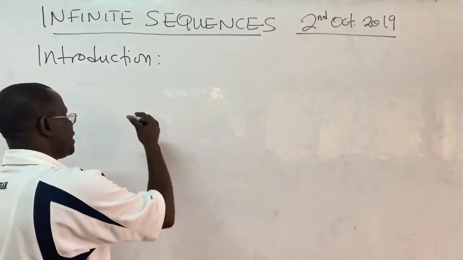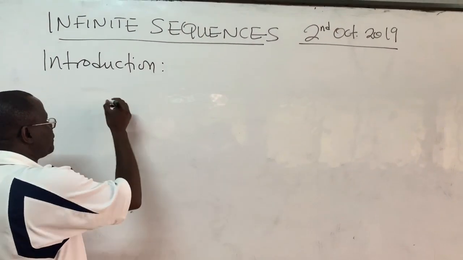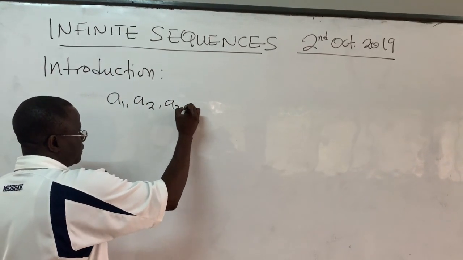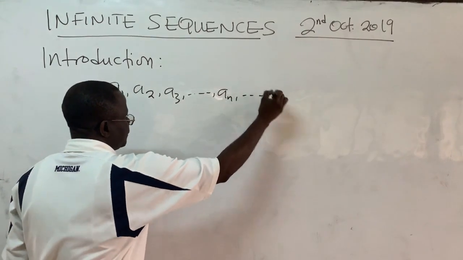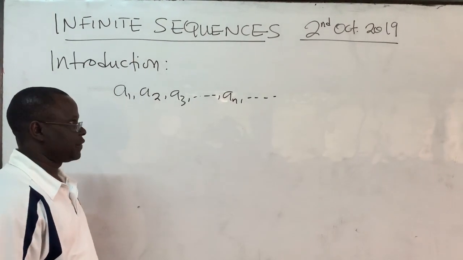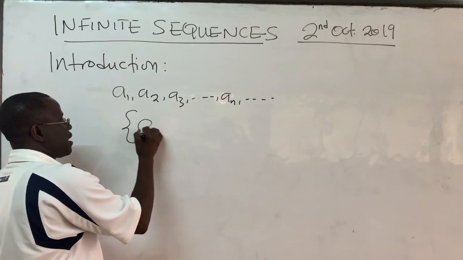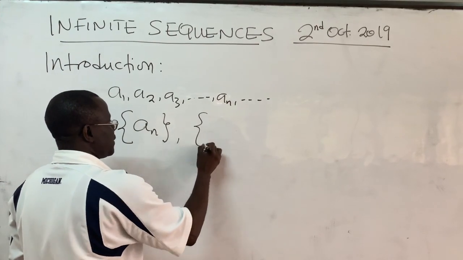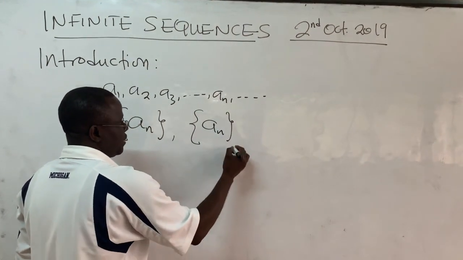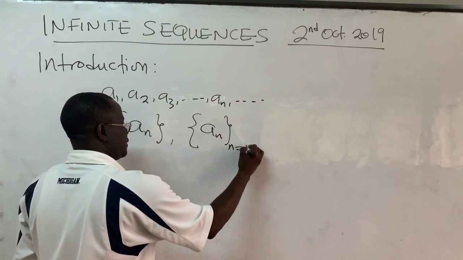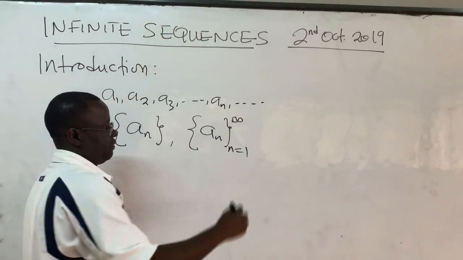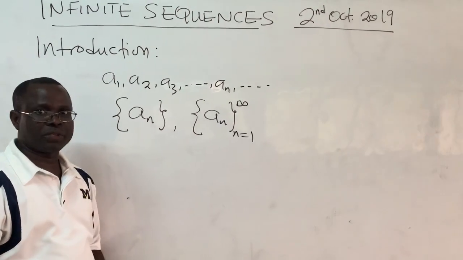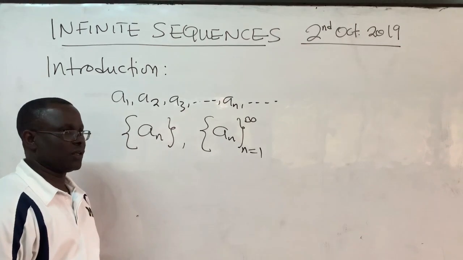So a sequence basically is a list of numbers, if you like, a1, a2, a3, and so on, an to infinity. Sometimes you can represent them by curly brackets like this. Other times you can write an and give the indices, say from 1 to infinity. It doesn't have to start from 1, it can start from any number. So basically that's how you represent this set of infinite sequences.